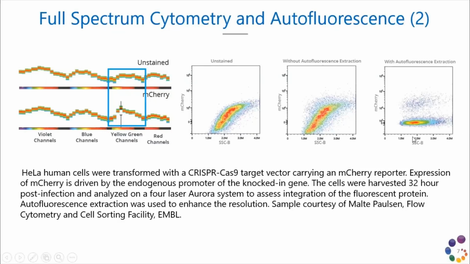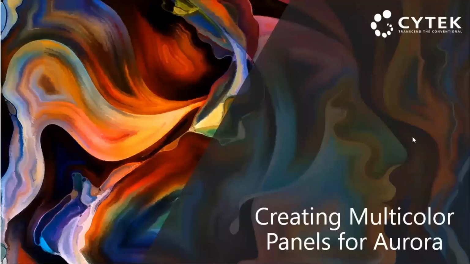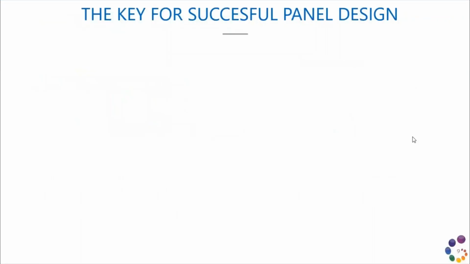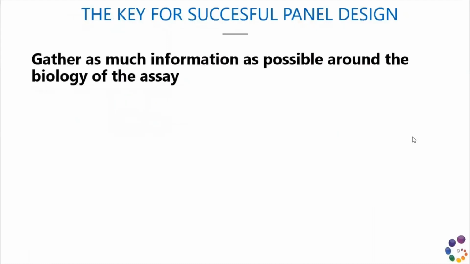Now that you understand how the system works, we can now talk about how to design a multicolor panel for the Aurora. In order for you to be successful at this, the first thing you must do is gather as much information as possible around the biology of the assay. The more you know about your sample, the more informed decisions you can make later on when you're trying to pair markers with fluorochromes and create a high-quality, well-resolved multicolor panel.